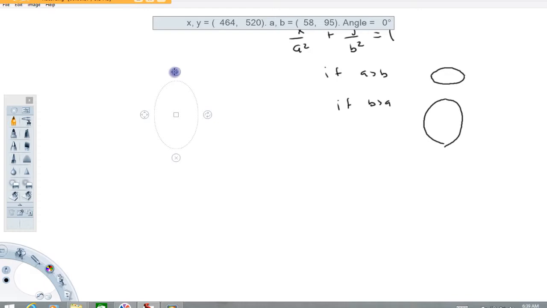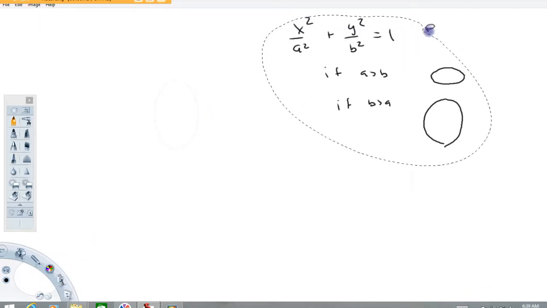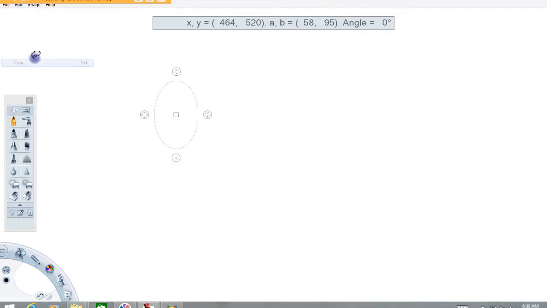Now, the standard form for an ellipse, which, whoops, I've got that written over here. Let's redo this. Get that out of the way. The equation for the standard form of an ellipse looks like this: x squared over some number squared plus y squared over another value squared is equal to 1.